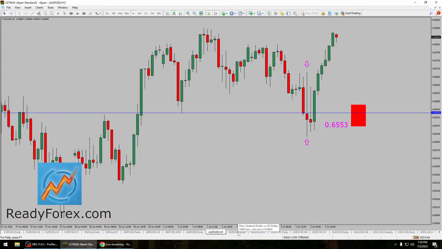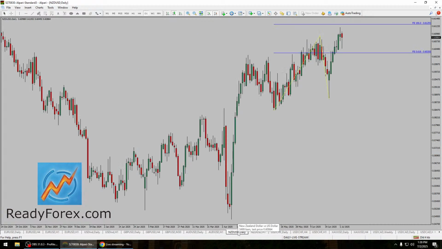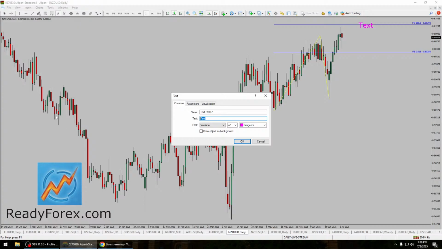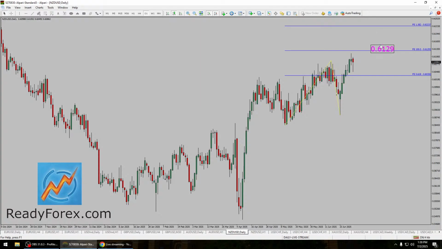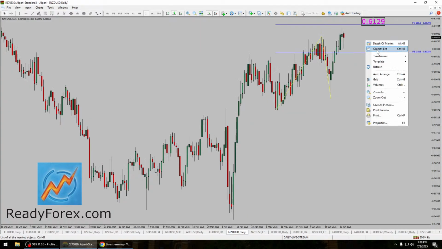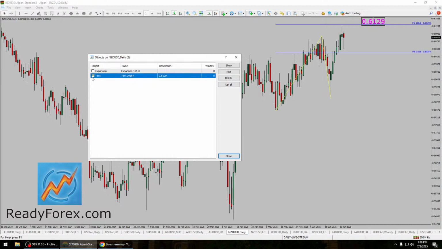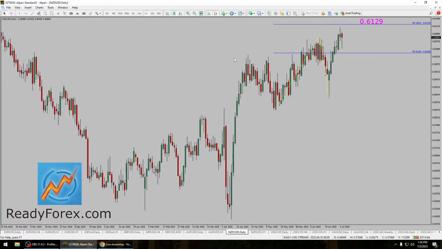Next one is the New Zealand dollar Kiwi NZDUSD currency pair daily time frame. We have this 100% mark over here at 0.6129. Let me write it down over here. 0.6129. So this is the level, and a good idea is to wait for the price action to hit this level first before you look for any kind of sell patterns or bearish patterns.